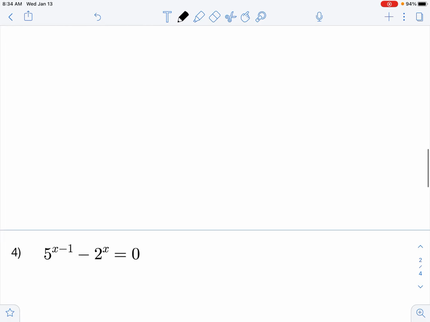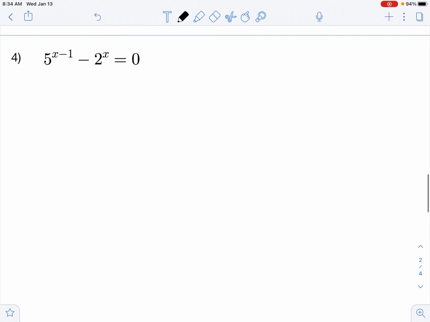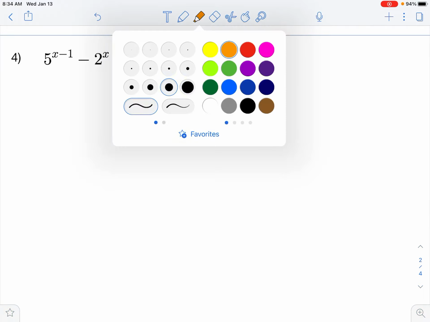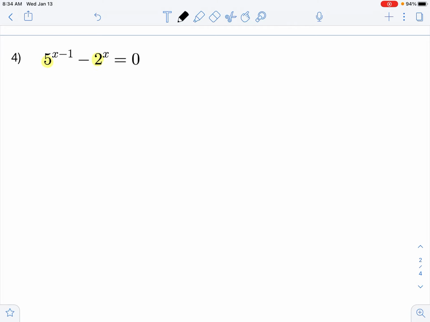All right, so this last problem here, this one is a little tricky. You can see you have 2 different bases. So I got 5 and then a base of 2. I've got 2 different bases here. So what can we do? Well, the way that I'm going to handle this, I'm going to put one of these over to the other side. So I'm going to go ahead and add 2x to both sides. So I get 5 to x minus 1 is equal to 2 to the x.